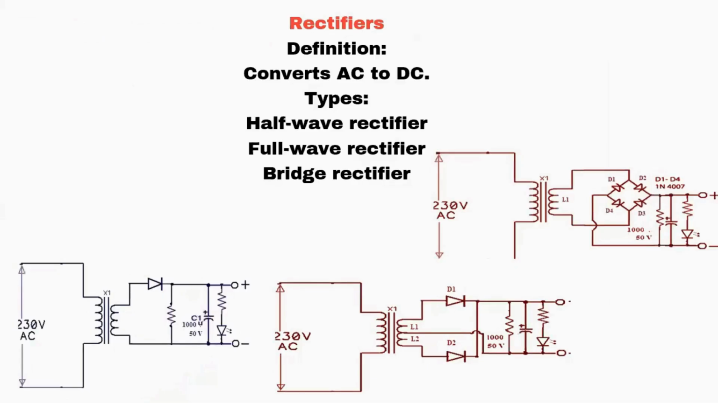Now, what is rectification? First one. What is the definition of rectification? What we do in rectification? Convert AC to DC. In this, we'll do some practical related to this. That is half wave rectifier. We'll construct half wave rectifier, full wave rectifier, and bridge rectifier.